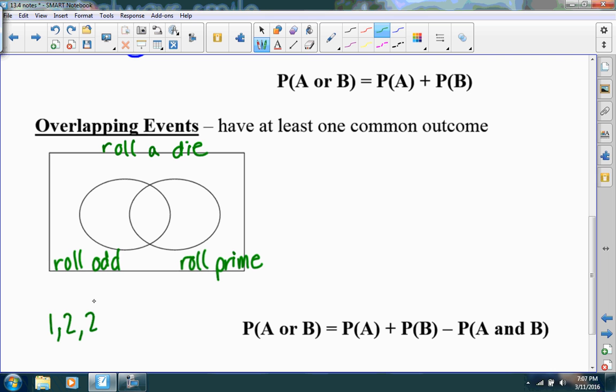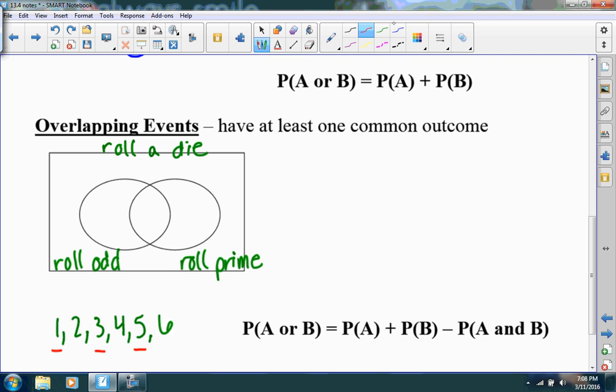Whoops, I'm speaking and writing at the same time. 1, 2, 3, 4, 5, 6. Sometimes it's good to list these out so you can see how many numbers are actually even or odd or prime or not prime. So our odd numbers, we would have 1, 3, and 5. I'll underline them with a little red. These are our odd numbers, 1, 3, and 5.